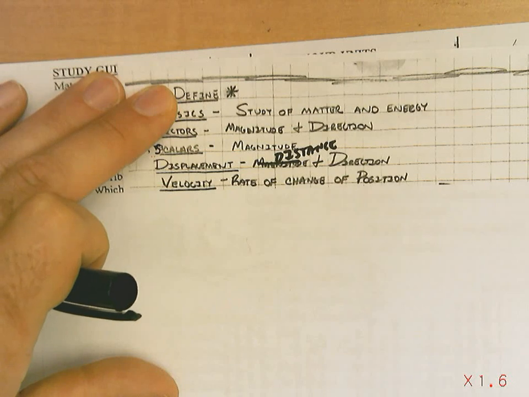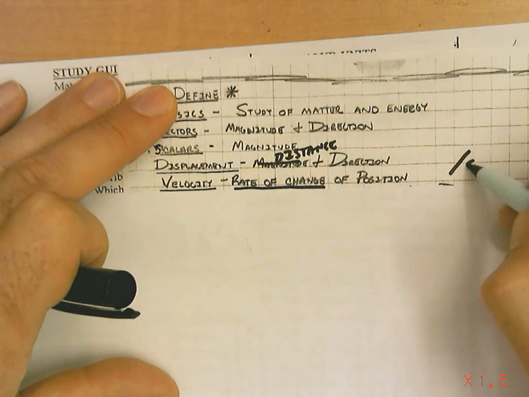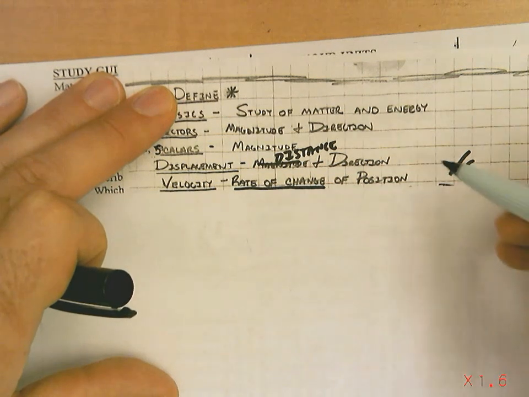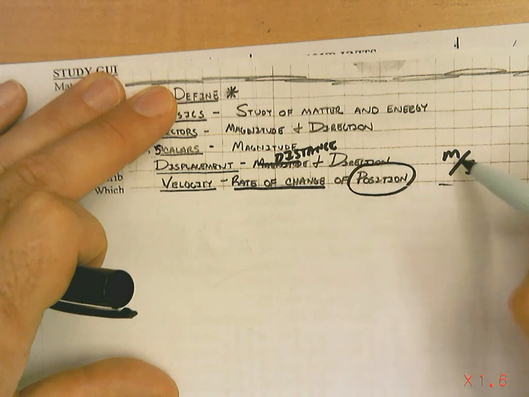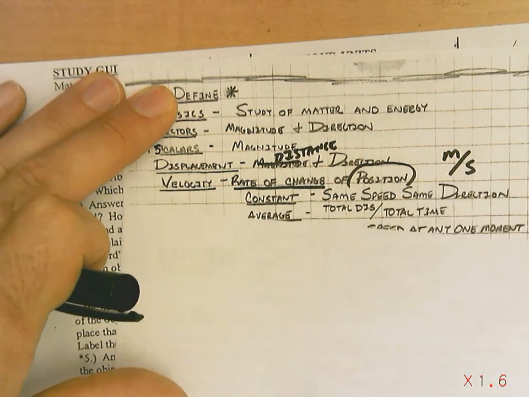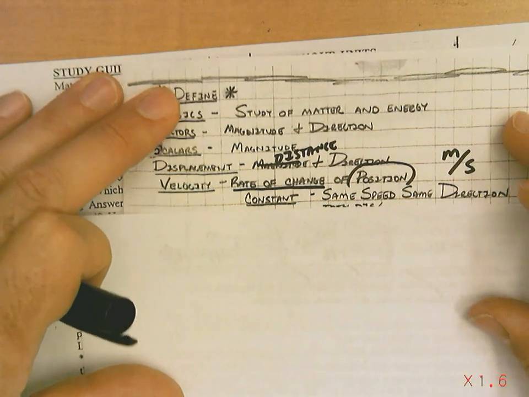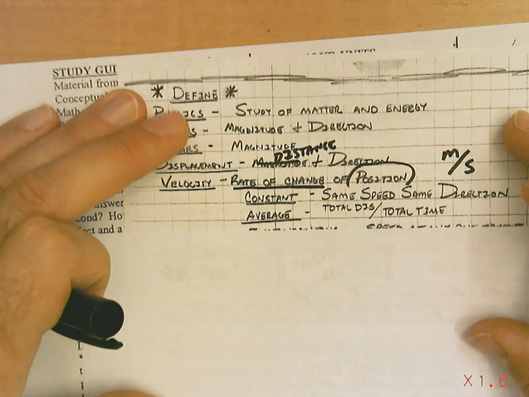Velocity, rate of change of. So anytime we see something per second, we can say rate of change of. And then remember the units for velocity being meters per second, so it's the rate of change of position. Constant. So constant velocity is the same speed in the same direction. Cruise control on a straight road.